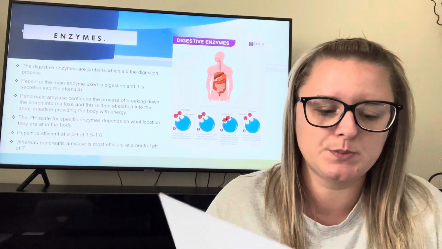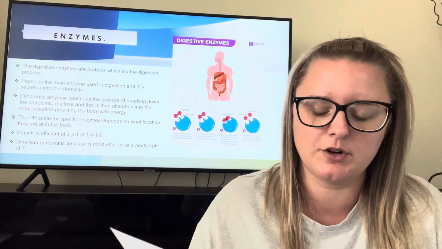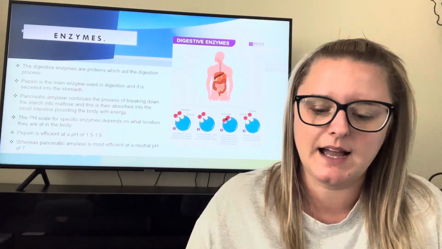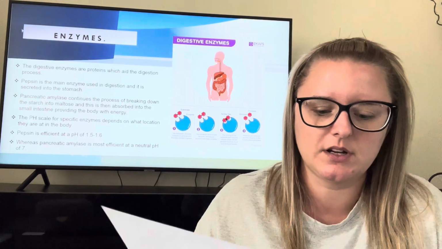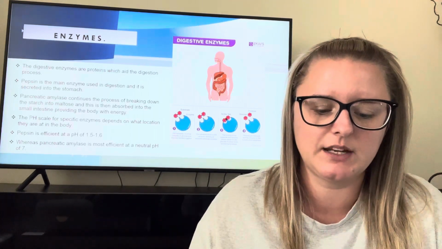Amylase is also produced by the salivary glands and pancreas. Salivary amylase is used in the mouth during mastication to break down starches before swallowing. Pancreatic amylase continues the process of breaking down the starch into maltose, which is then absorbed in the small intestine, providing the body with energy.